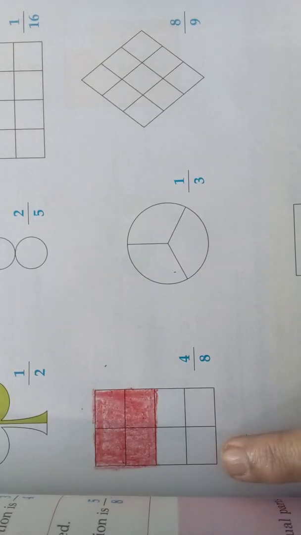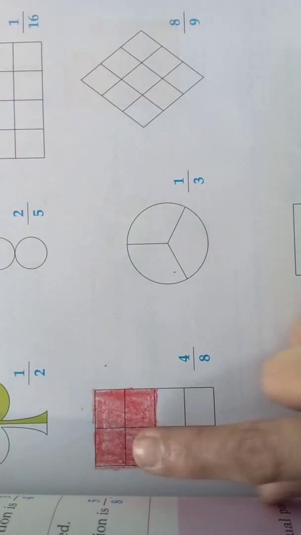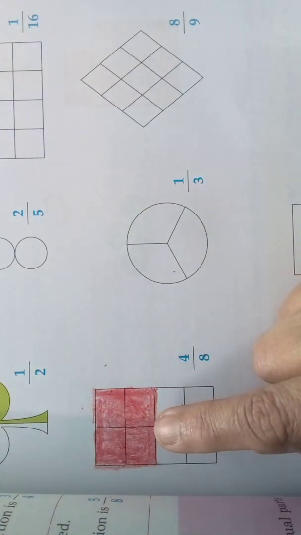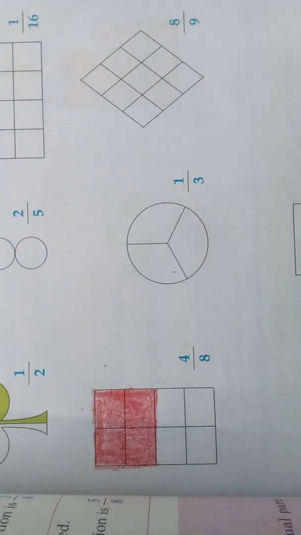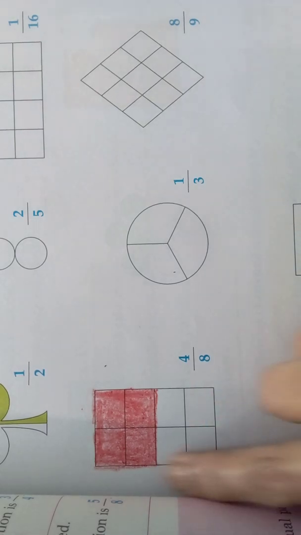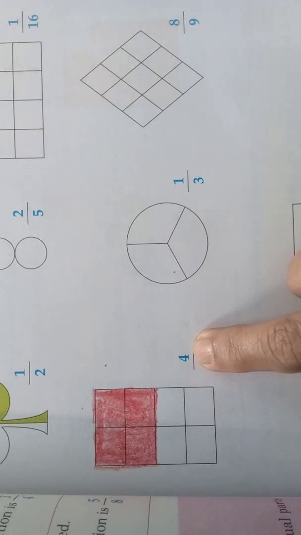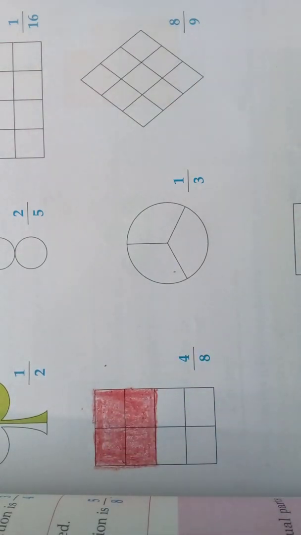So here, out of 8 equal parts, 4 parts are colored. 4 equal parts are colored. Understood? 4 upon 8, that's the meaning of it. Understood children? So you should do it like this. The denominator indicates the total number of equal parts and the numerator indicates the selected, colored part. Understood children? Come, we'll go to the next page.